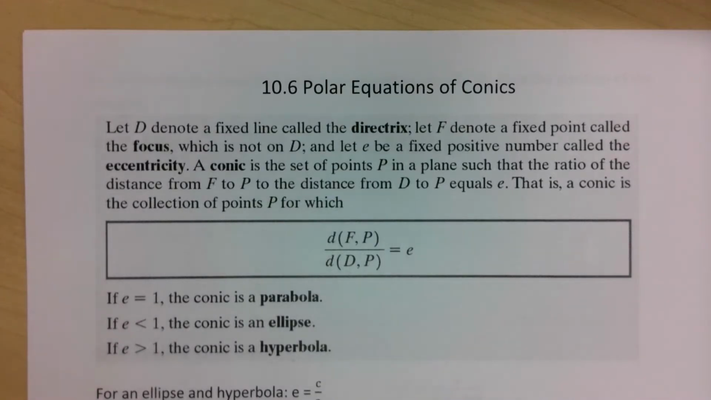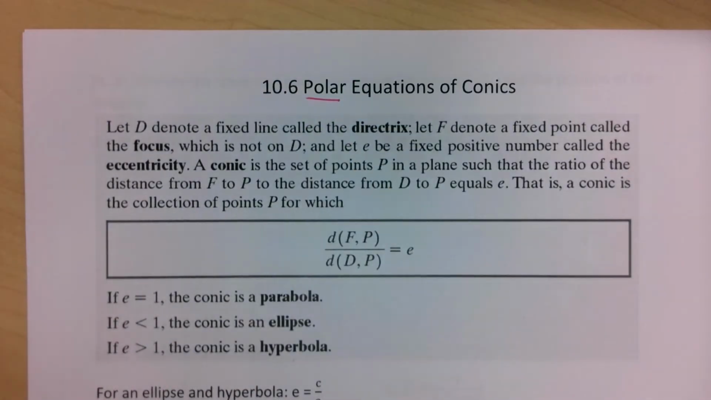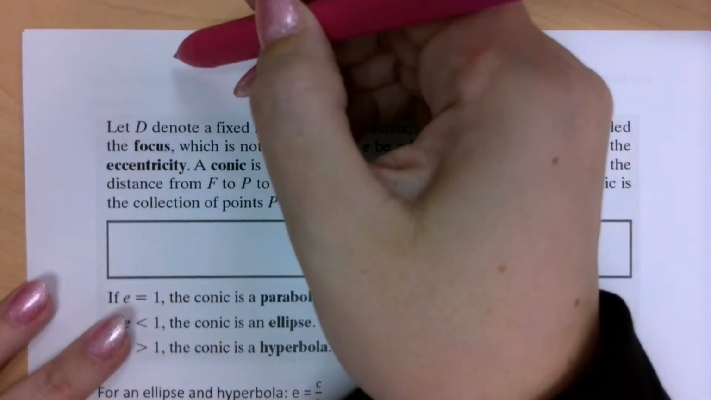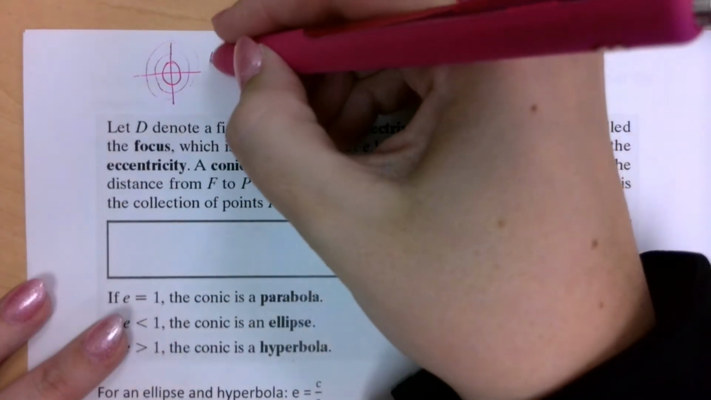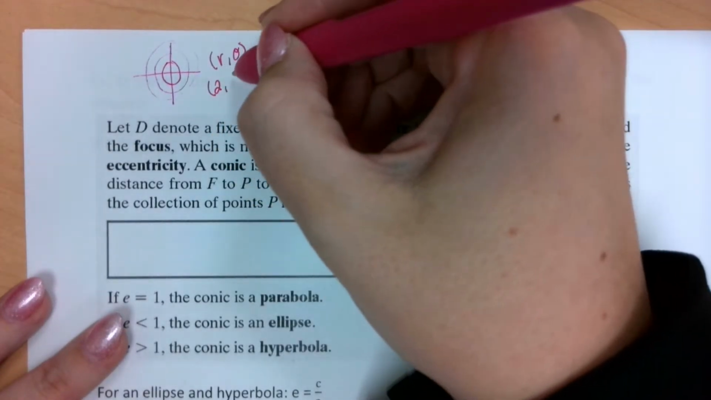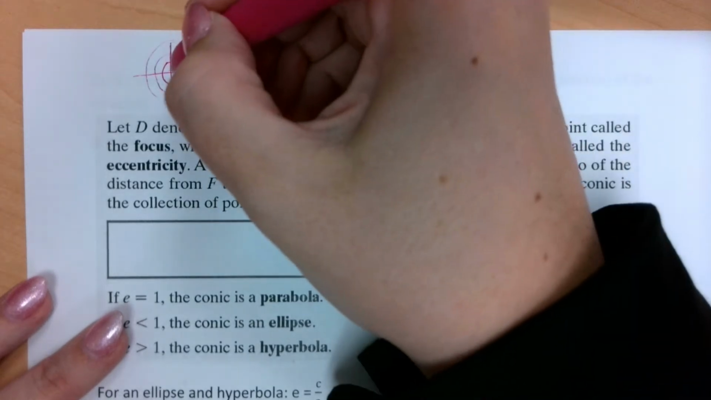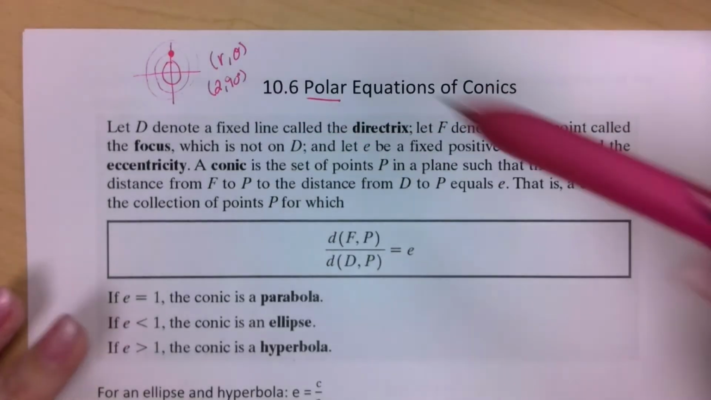All right, so we're going to go over 10.6, which is polar equations of conics. So we're going to go back to that polar idea. If you remember back to chapter 9, part 1, we learned about polars. Polars was when we had our coordinate system that looked something like this. Our ordered pairs were r comma theta, right? So maybe it was 2 comma 90 degrees, which means towards the 90 degrees we went out 2 units, 2 circles towards the 90 degrees, okay?